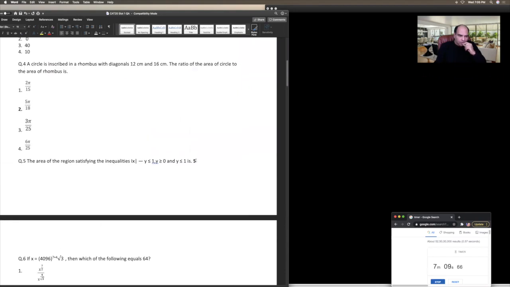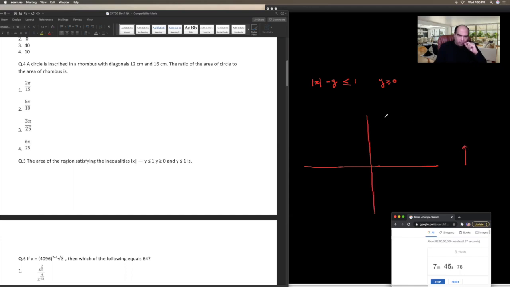Area of the region satisfying the inequalities. Area is always a curve. X minus... what does X look like? Okay.